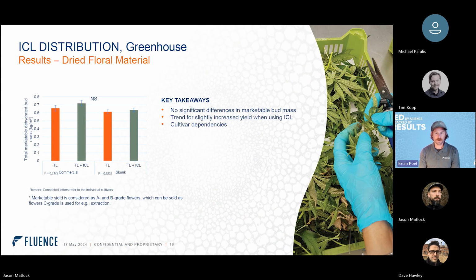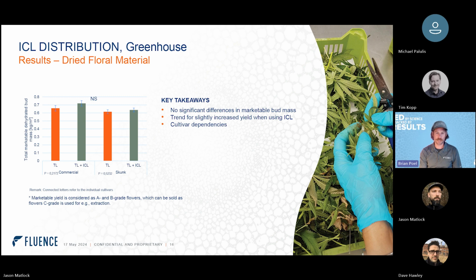But first off, what we saw was looking at total flux, so top light and top light plus ICL for all the marketable flower material, we don't see a difference in total yield. So with equal flux to the canopy, we're seeing generally equal yield. You might look at that and see a bit of an increase, but when we run statistical analysis, we see that there's not enough evidence to say that, yes, there's a difference between these 2 treatments in the commercial cultivar on the left. That's the name of the cultivar. And then in the skunk cultivar there on the right. So in this case, we're not using ICL to increase our total yield.